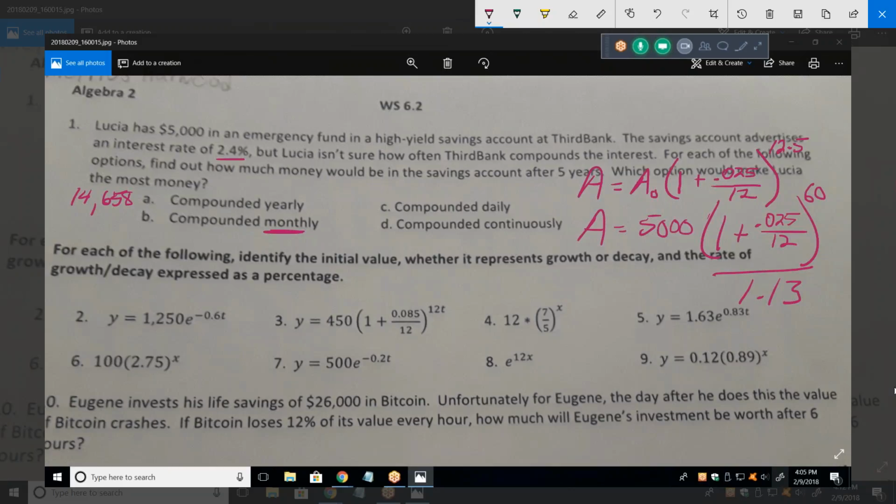So 0.025 divided by 12 equals 0.002. I'm going to add 1 to that. And now I'm going to take that and raise it to the 60th power. Damn, I get the same thing you got. What's going on here?